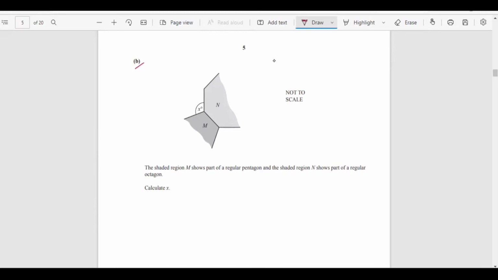A regular polygon, even if it's a pentagon or octagon, means all the angles are going to be the same. So whatever the angle is in a regular polygon, it would be the same, right? So all the angles in the pentagon would be the same, and all the angles in the octagon would be the same. I'll give you 2 minutes. Please find the answer. It is easy actually.